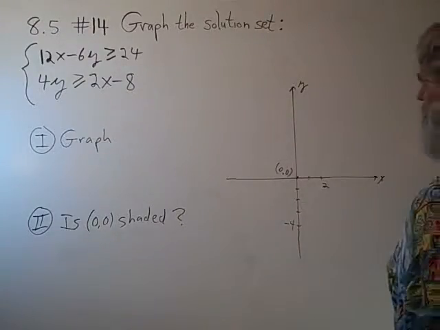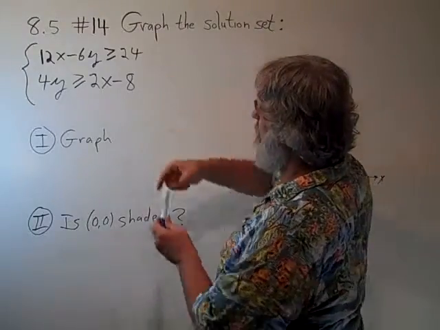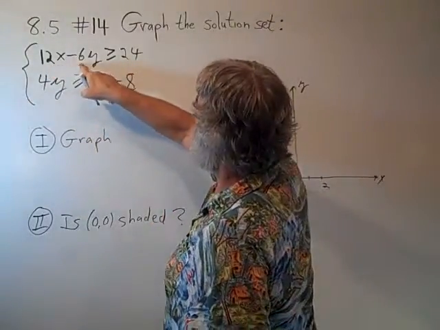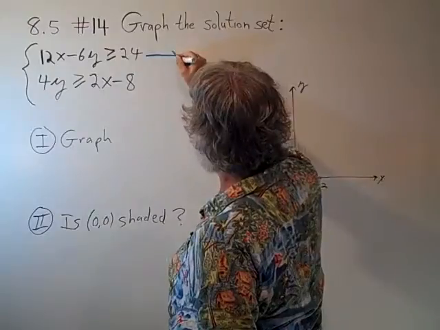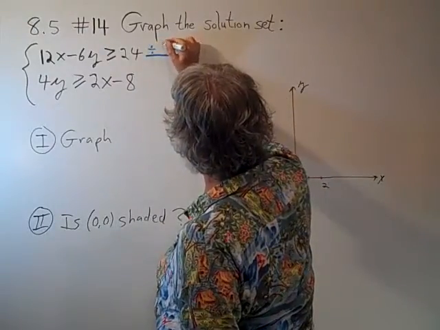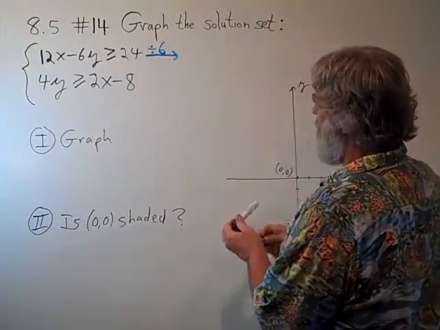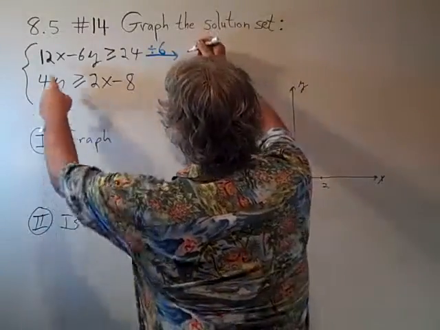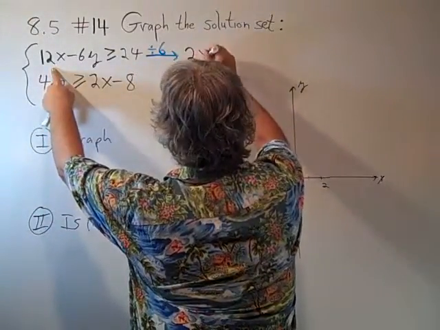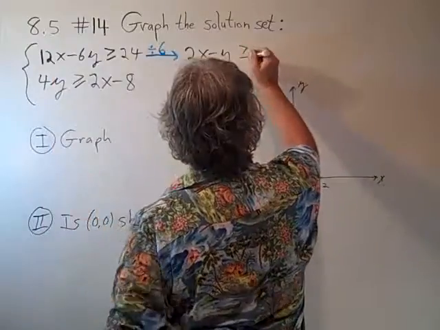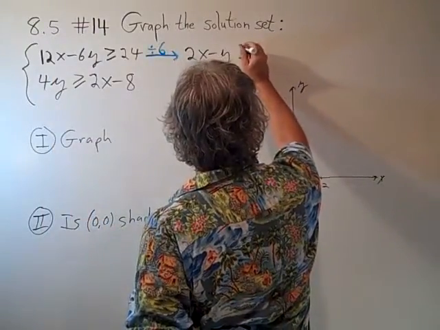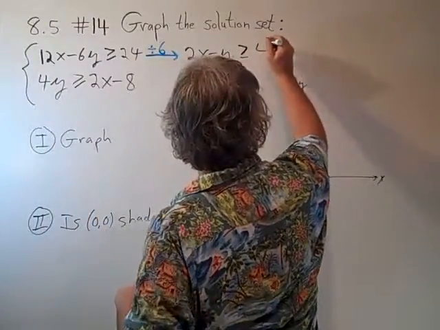Okay, before we begin trying to graph this linear system, notice that 6 divides into every coefficient here. So if I divide both sides by 6, the numbers are smaller and it's simpler. So we have 2x minus y is bigger than or equal to 4.